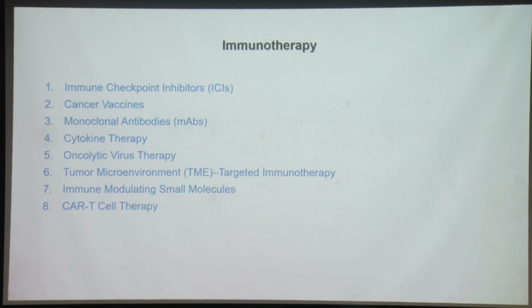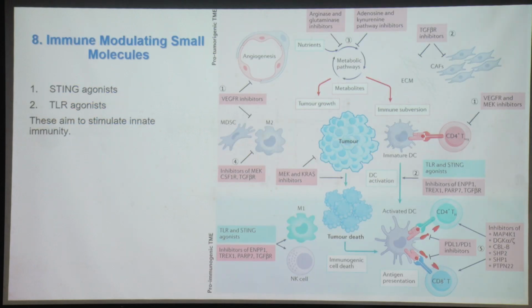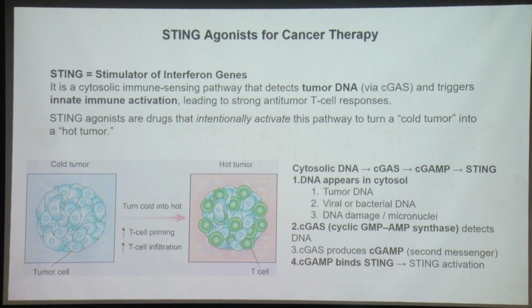Okay, so now we come to the immune modulating small molecules. So I have just very few things here. I will just give you 2 examples. So you can add some small molecules which will make an immune suppressive environment more non-suppressive. So one of the ways is that, you know, the cold tumor basically is unresponsive to any therapy. So by turning on some signaling pathways, you can make it hot tumor. T cells will go inside, and then this can be killed.